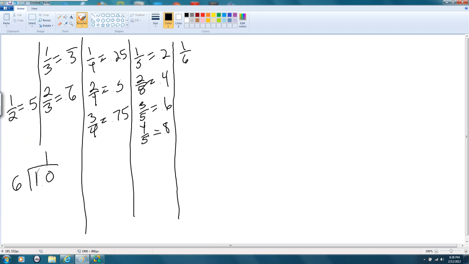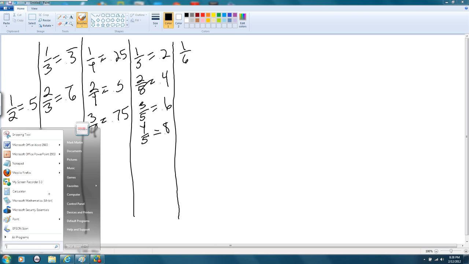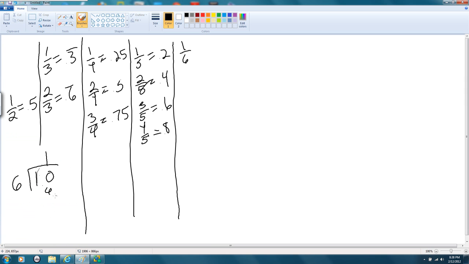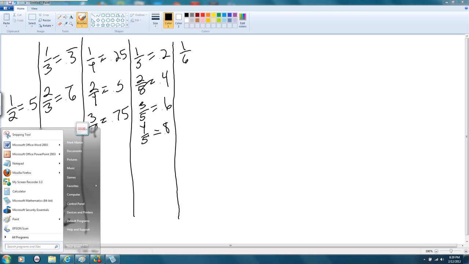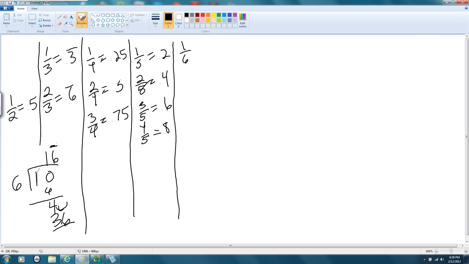6 goes into 10 one time, and we get a 6 with a 4 left over. Get to bring down a 0. And 6 goes into 40 6 times, and we get 36. And then we get 4 left over, and we're going to see that this is repeating. So it's 0.16, I'm sorry, with the repeat bar.